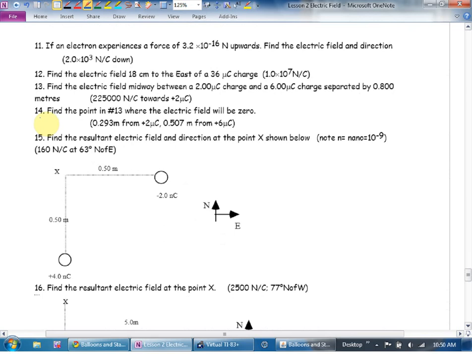Do you guys have these questions on your sheet, by the way? Did 12 and 13 work? Because last time some stuff didn't photocopy. It did for you guys? Okay. I'm going to go 13. 13 is between two charges.